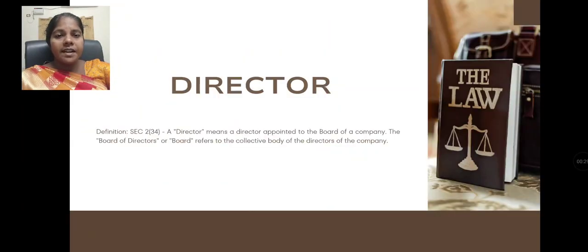So first, who is a director? According to Section 2 of the Companies Act, 2013, a director means a director appointed to the board of the company.